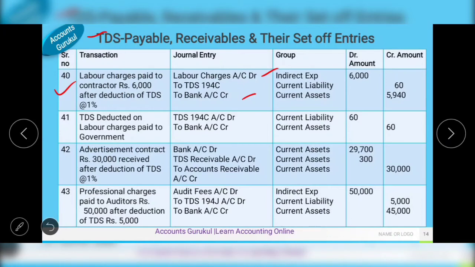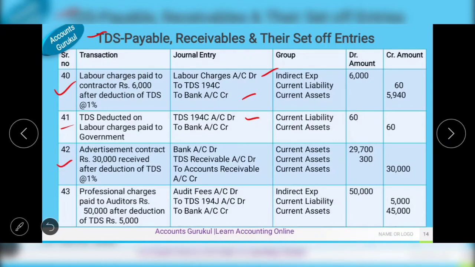Now we are doing the payment to the government of what we deducted as TDS. TDS deducted on labor charges paid to government, and we are doing this payment to the government. तो उसका TDS की entry हम क्या system में process करेंगे और book करेंगे. जो TDS deduction किया था, that time it's going to be a credit because that's our liability, and when we are doing the payment against that liability then we have to debit that TDS account, debit for 60 rupees, to bank account credit, because that money is going out from the bank, so bank account credit for 60 rupees. So this entry we have to pass at the time of doing the payment of the TDS.